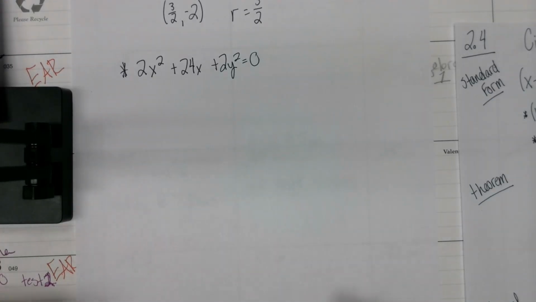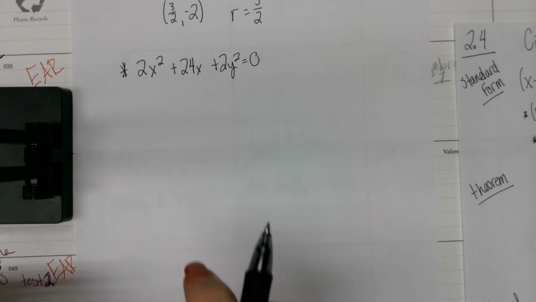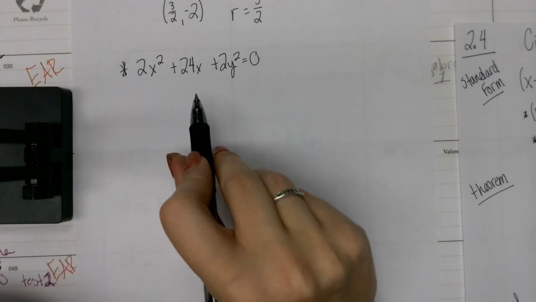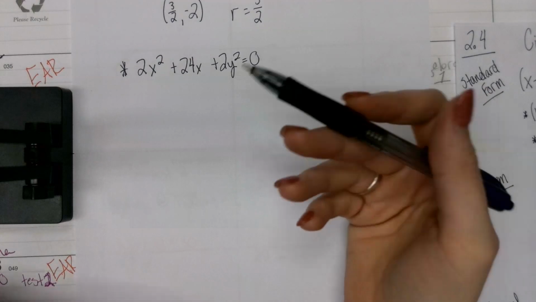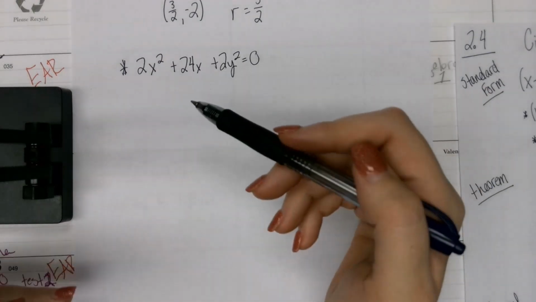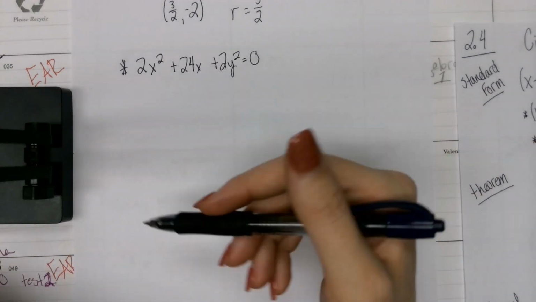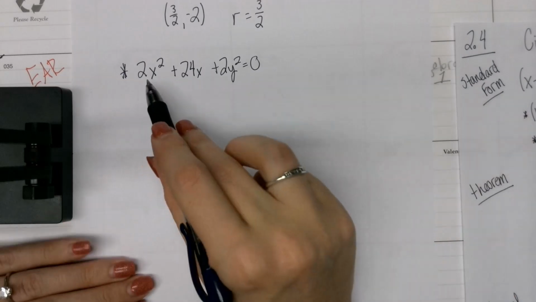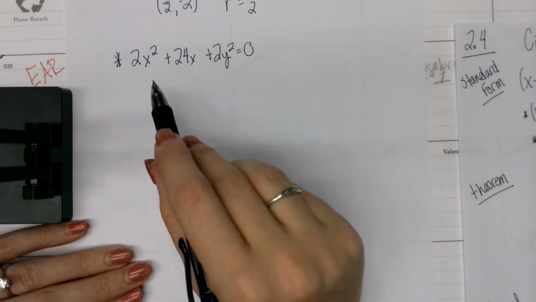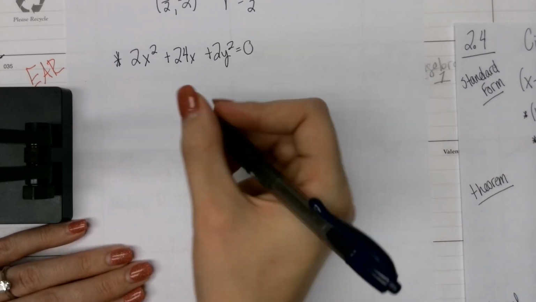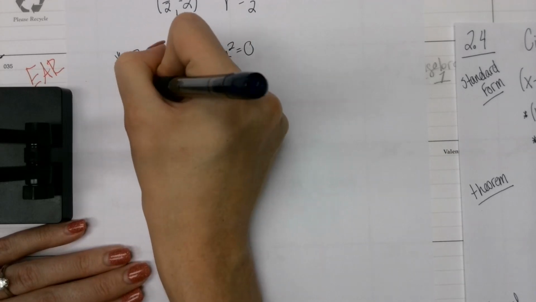Okay, so when you get a problem that looks like this, the first thing I want you to check when we're doing circles is that it has to be just x squared and y squared. It's not 2x squared, 2y squared. So this is a flag to me that I'm going to factor a 2 out of all of this. When I factor out a 2, I'm just dividing everything by 2.